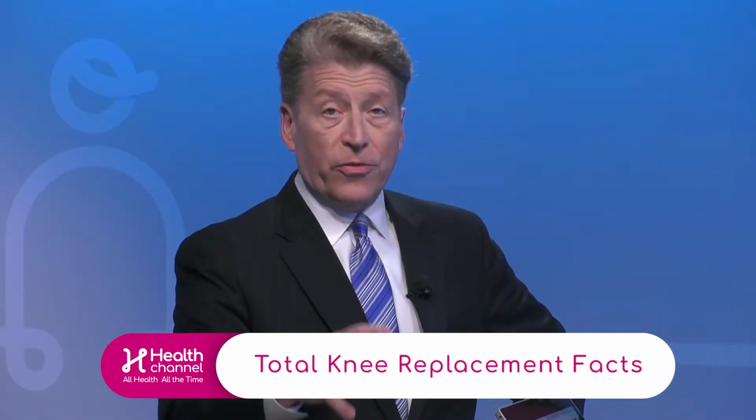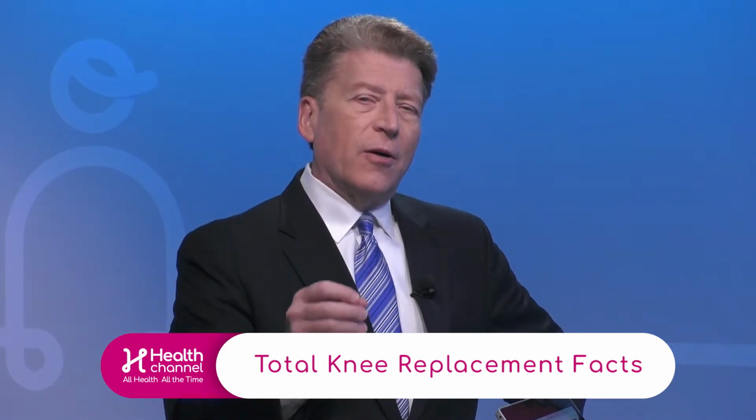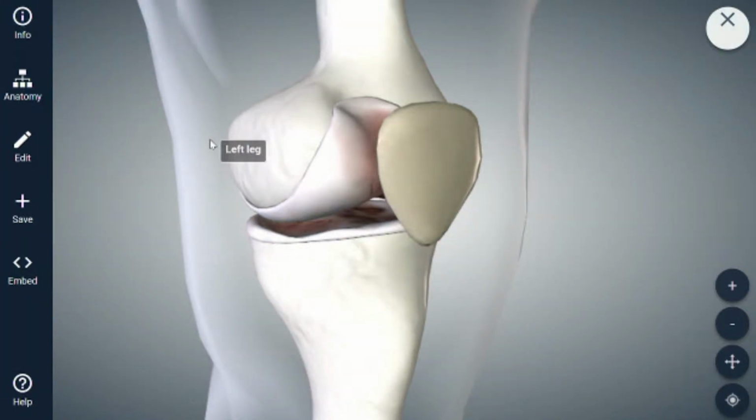The most common reason for total joint replacement is arthritis. So we have a three-dimensional model of a knee with arthritis. I want you to tell us what's going on. Osteoarthritis is a loss of cartilage. Cartilage is the cushion that separates bones at an interface.